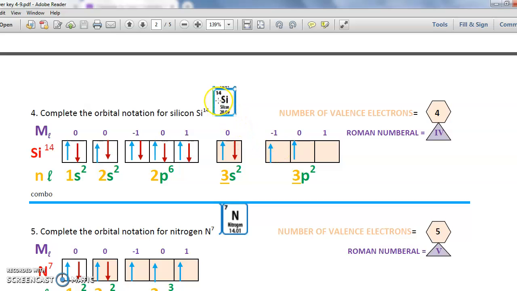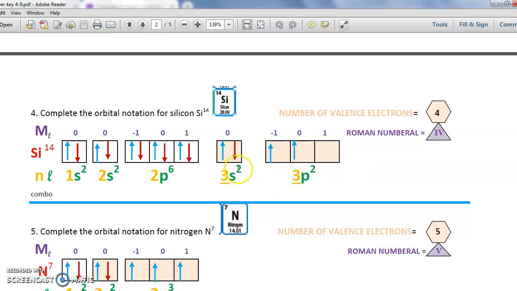Silicon's the next one you were asked to do. 14 for the atomic number. We're just doing the silicon atom, so it would have 14 electrons. 2 in the first. Second level holds 8. 2 in the 2s, 6 in the 2p for a total of 8. Second level's now full. We move to the third level. Third level we know can hold 18. 2 in the s, 6 in the p, 10 in the d, although the 3d gets filled after the 4s as we just saw. But we're not going to need that many.